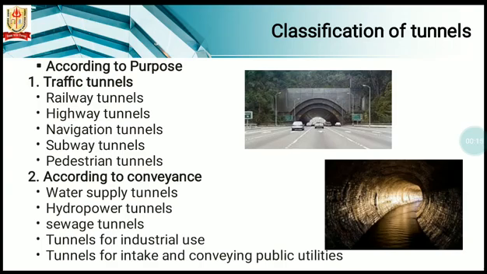The first type is traffic tunnels. They are classified as railway tunnels, highway tunnels, navigation tunnels, subway tunnels and pedestrian tunnels. Second is according to convenience. They are classified as water supply tunnels, hydropower supply tunnels, sewage tunnels, tunnels for industrial uses, and tunnels for intake and convenience of public utilities.